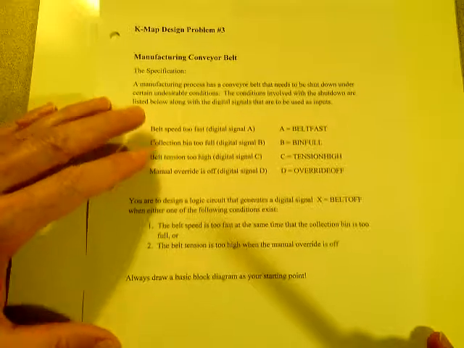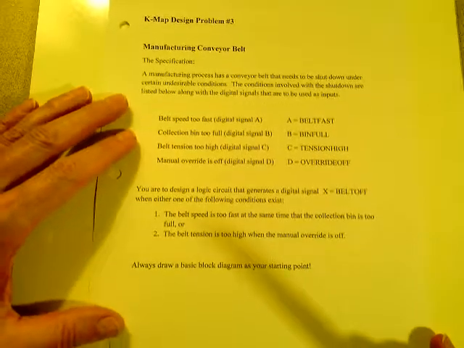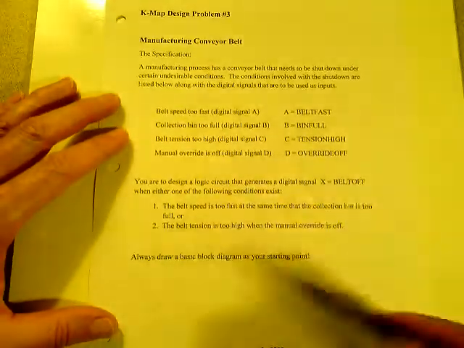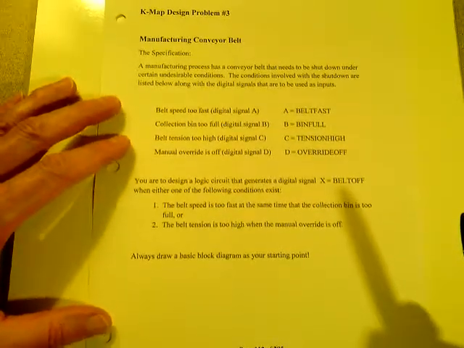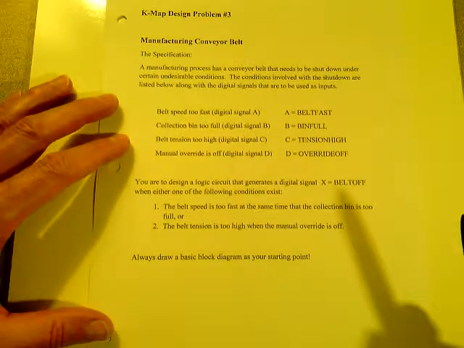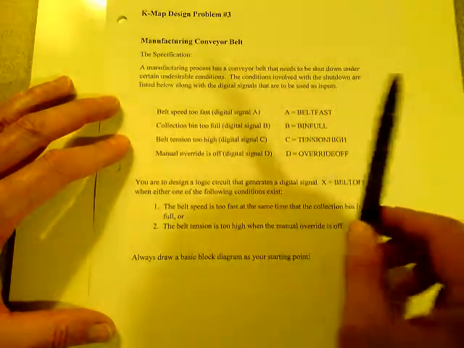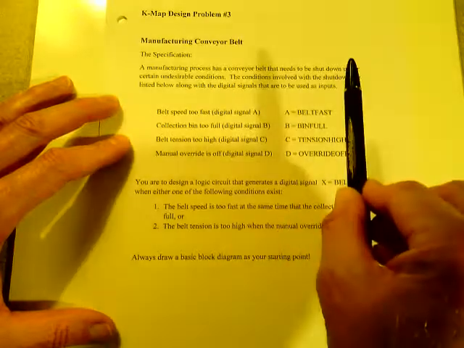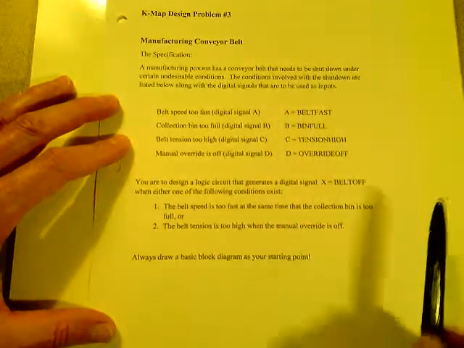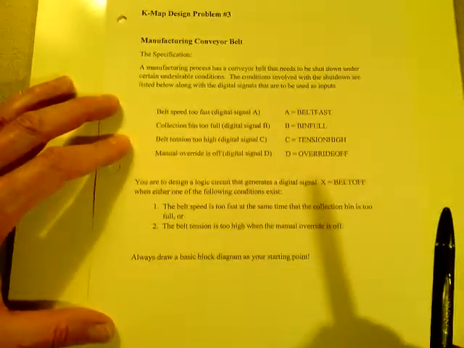On page number 113, there's design problem number 3. We've seen this before in a previous lecture, but we simplified all this using Boolean algebra. I want you to do this same problem, but I want you to use a K-map reduction, and you'll see you get the same answer.